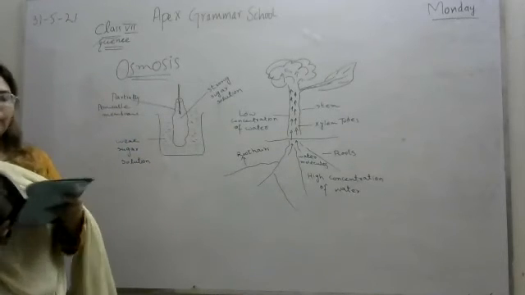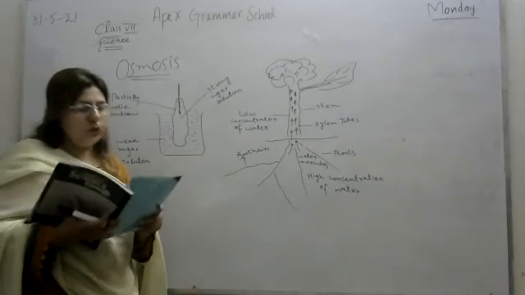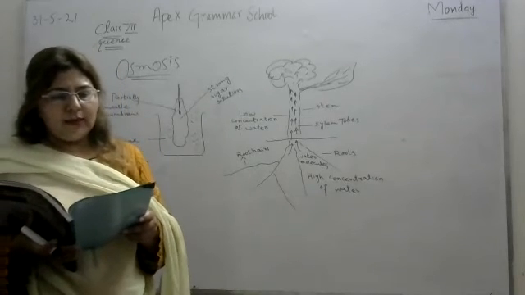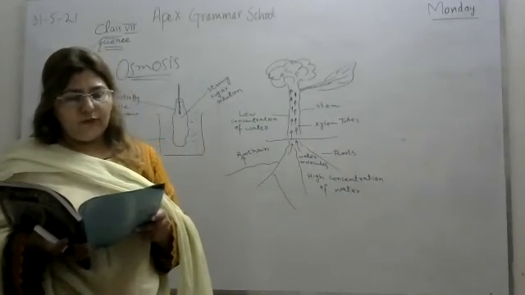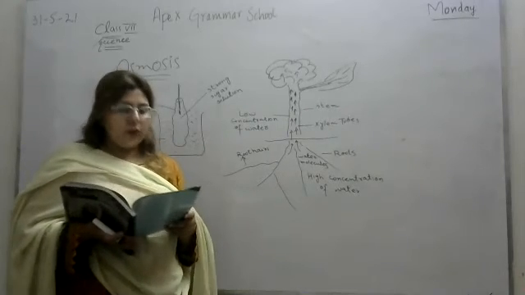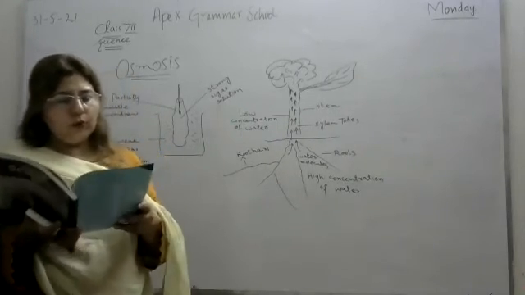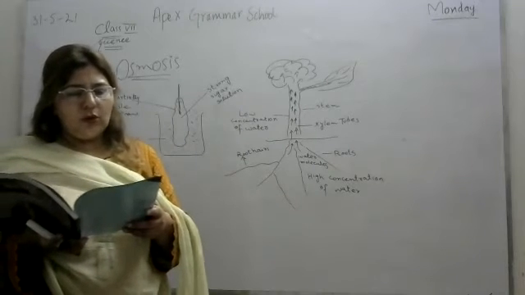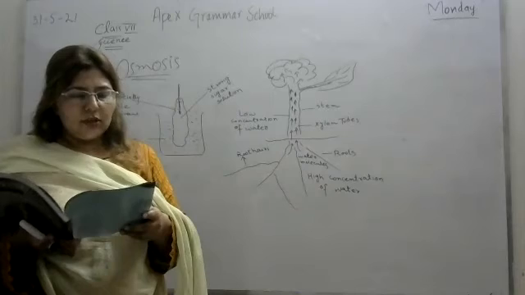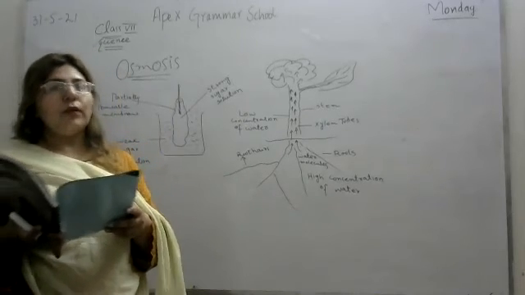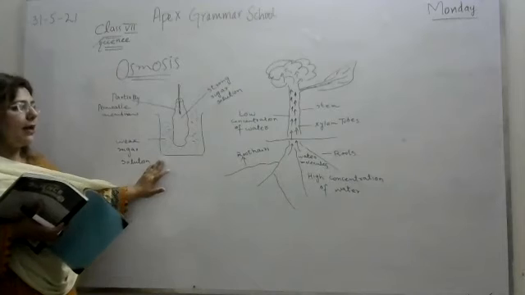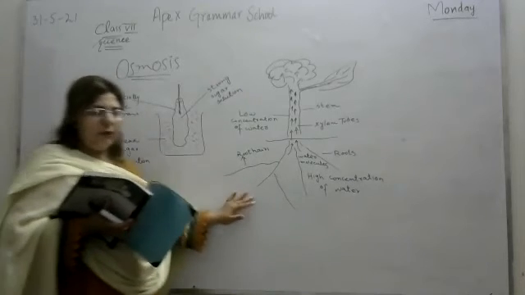Okay, now we will come to your book. What is written in your book? Osmosis is a special kind of diffusion. While diffusion can describe the movement of any kind of molecules, osmosis is only about the movement of water molecules. The movement of water molecules from a region of high water concentration to a region of low water concentration across a partially permeable membrane is known as osmosis. This statement I have also explained with the help of an experiment and a diagram.